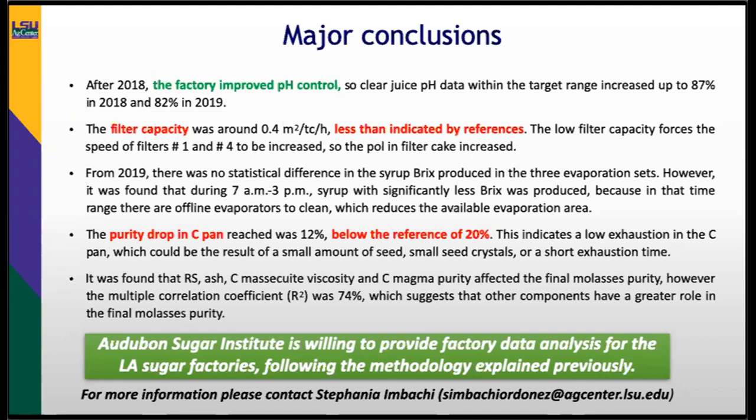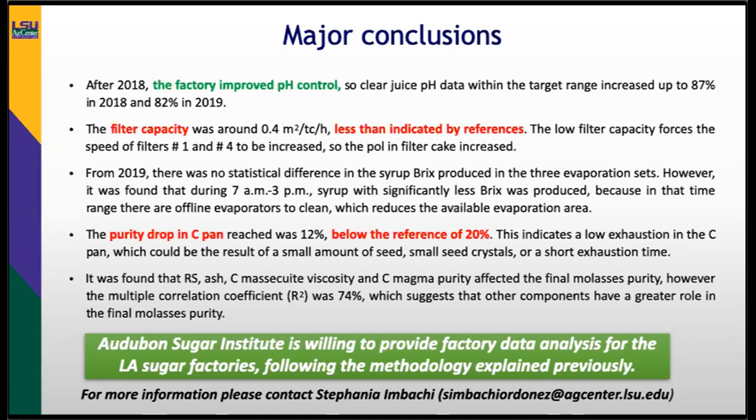produced in the 3 evaporator sets. However, we found a difference in the syrup brix during the day and during the night. The purity drop in C-pan was 12% below the reference of 20%, which, as I said, they have to find which factor is affecting this low exhaustion.